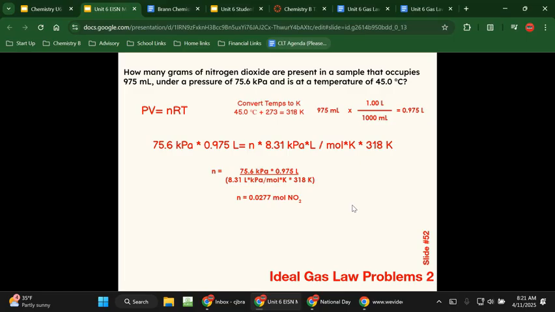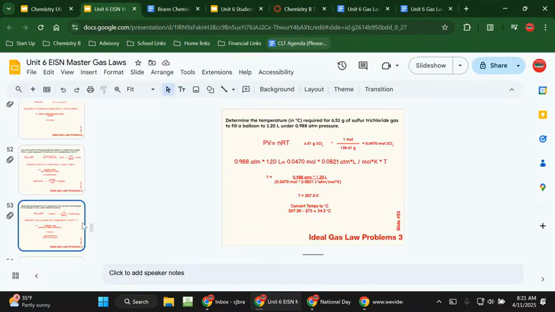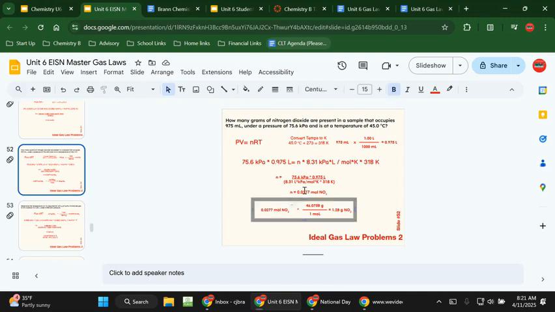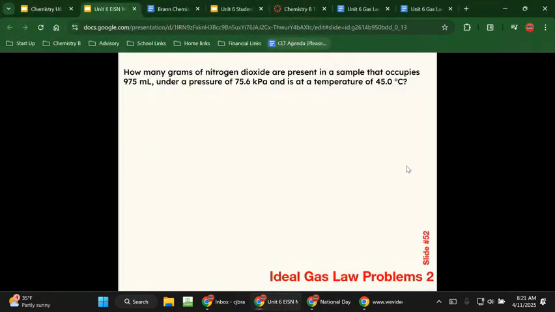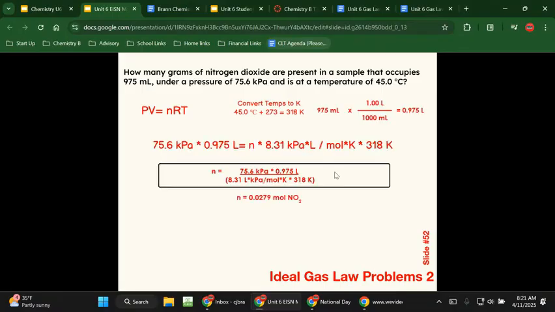So, 0.0279. By the way, while I am not grading that number, ladies and gentlemen, I would carry at least 3 sig figs there. At least 3, not less. Why? Because now what do I do with that 0.0279 moles?